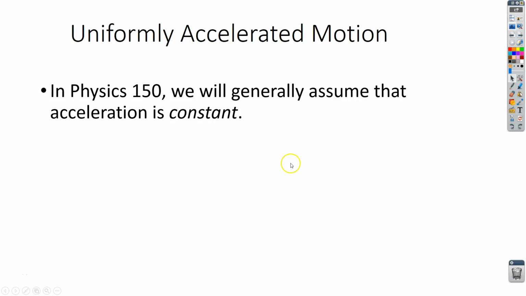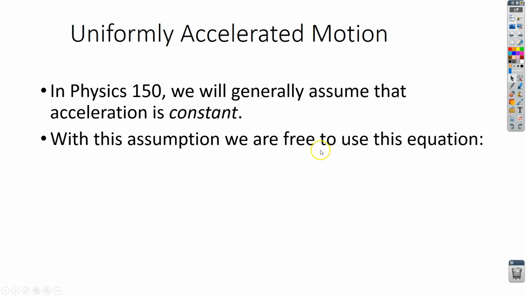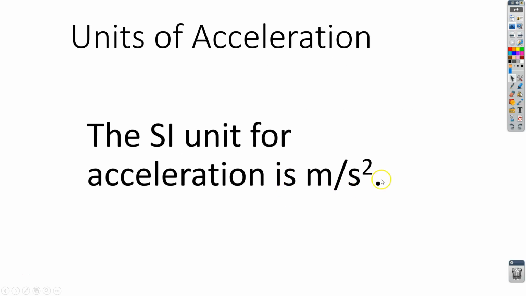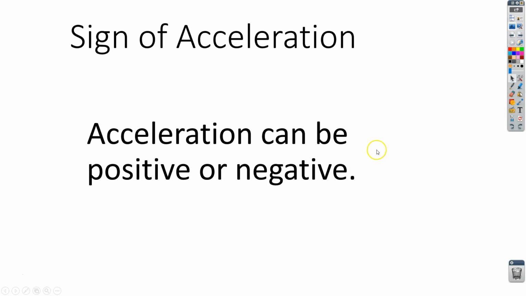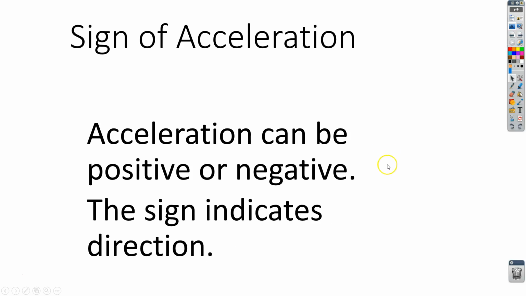For accelerated motion in Physics 150, we generally assume that acceleration is constant. We won't do any change in acceleration at all. With that assumption, we're able to use the equation: acceleration is equal to the change in velocity all over the change in time. The units for acceleration that we'll use are meters per second squared. And if we're dealing with force, we could also say that that would be a Newton per kilogram, and you'll see why. We've done that a little bit already, but we'll go through it again. The sign of acceleration can be positive or negative, depending on whether you are moving with or against the direction of motion.